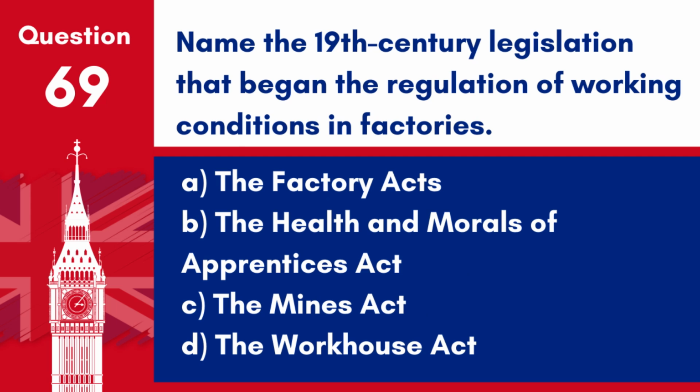Question 69. Name the 19th century legislation that began the regulation of working conditions in factories. A. The Factory Acts. B. The Health and Morals of Apprentices Act. C. The Mines Act. D. The Workhouse Act. Answer. A. The Factory Acts. The series of Factory Acts were introduced throughout the 19th century, starting from 1802, to improve conditions for workers in factories, especially for children.